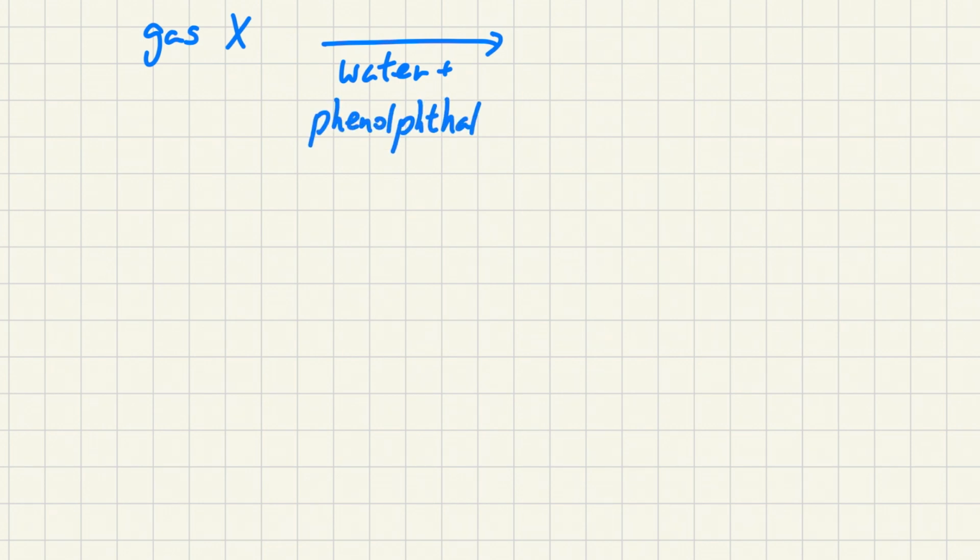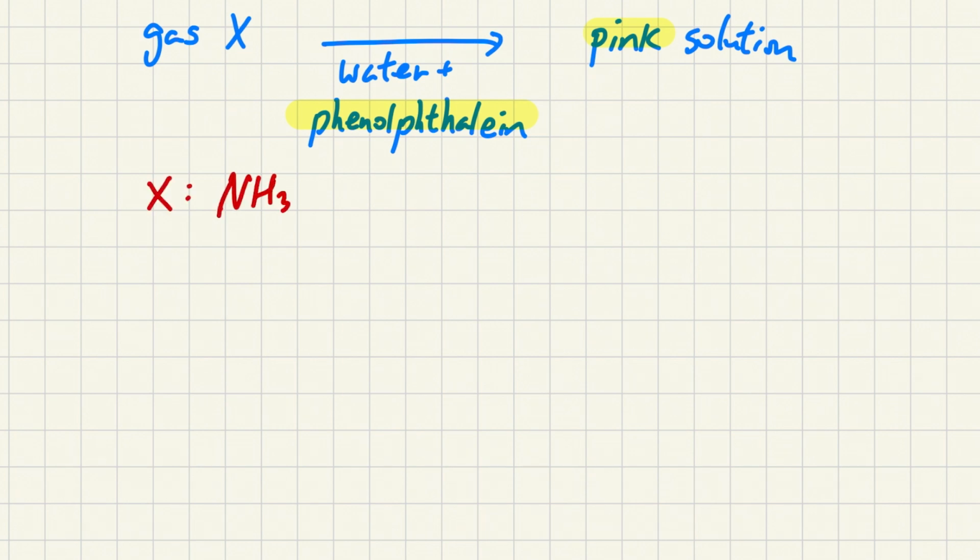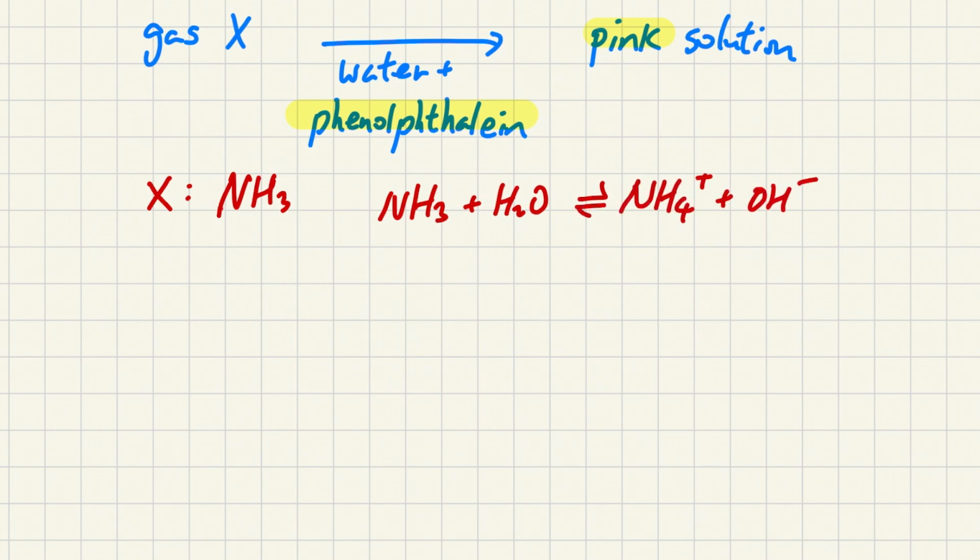For part B, this is another scenario. This time, gas X, after reacting with water with phenolphthalein, gives you a pink solution. Phenolphthalein shows pink color. It is easy for us to predict what gas X can be. It is ammonia, which is alkali. And here shows the equation involved, why the phenolphthalein turns pink.